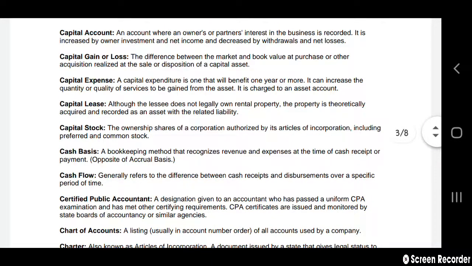Next, capital account. It is an account where an owner's or partner's interest in the business is recorded. It is increased by owner's investment and net income, and decreased by withdrawals and net losses. So the capital account increases when the owner's investment and net income are more, and it decreases when withdrawals and net losses are more.